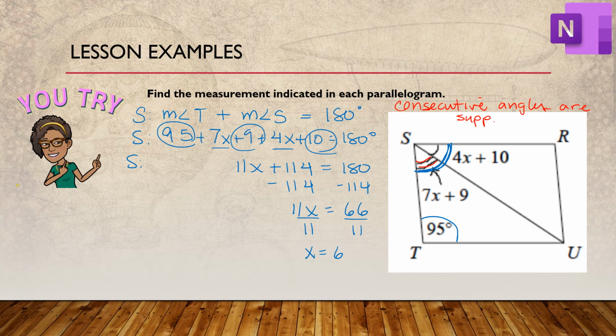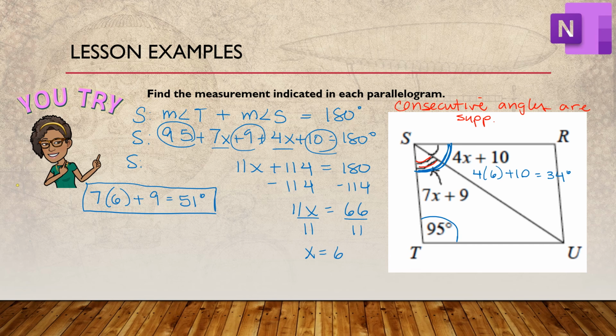So we're going to take our x equals 6, and we're going to plug that in. So when we plug that in, we have 7 times 6. 7 times 6 is 42, plus 9, which gives me a 51. So I know that's 51 degrees. But how do I know for sure that's my answer? Well, I can plug in my x here, where it has the 4x plus 10. So 4 times 6, which we know is 24, plus 10. So we have 24 plus 10. That gives me 34 degrees.